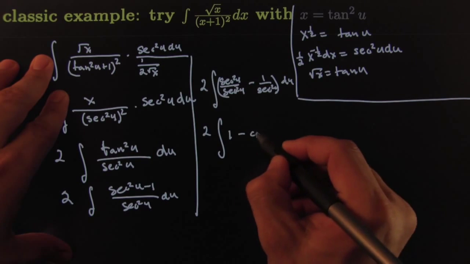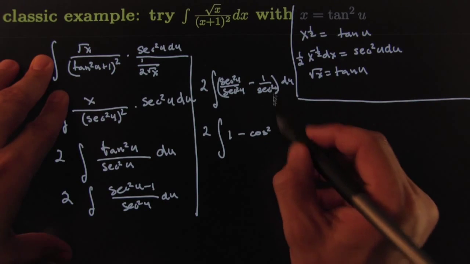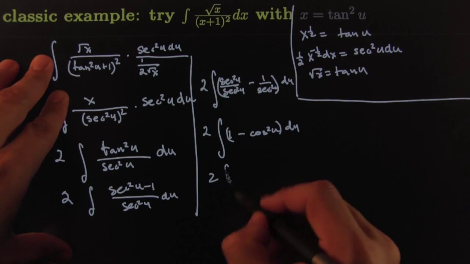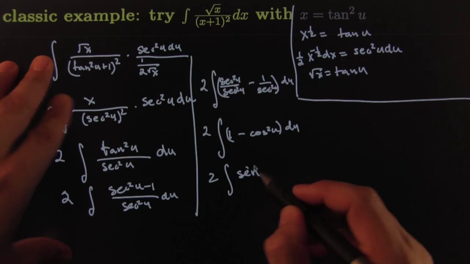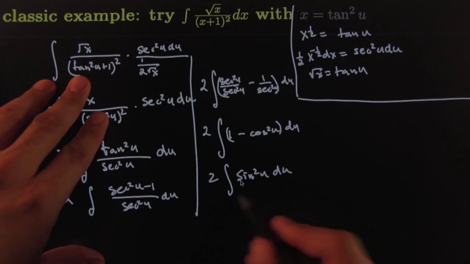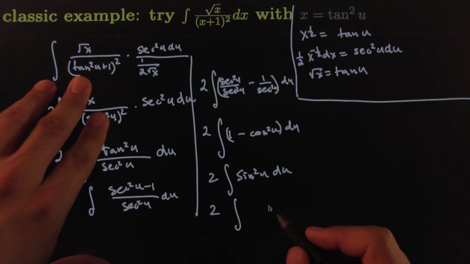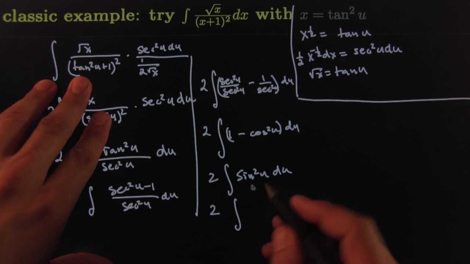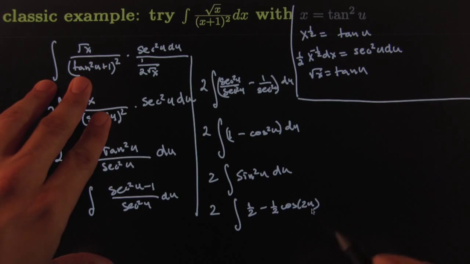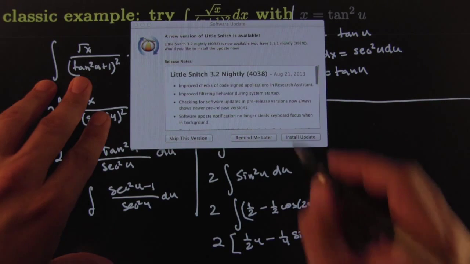I have 1 minus cosine square u. This is a 1, this is a 1 minus, and that becomes du, and of course that's famous. That's a sine square u du, and of course that's a famous one. Famous technique for integrating that. Maybe use an identity here: 1/2 minus 1/2 cosine 2u du, and then this becomes easy to integrate. That becomes 2 times 1/2 u minus 1/4 sine 2u.